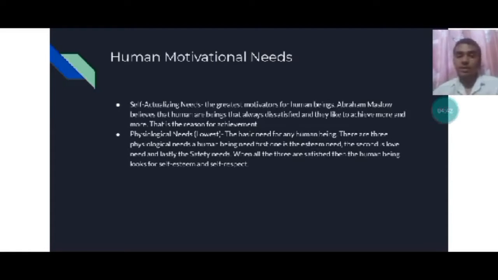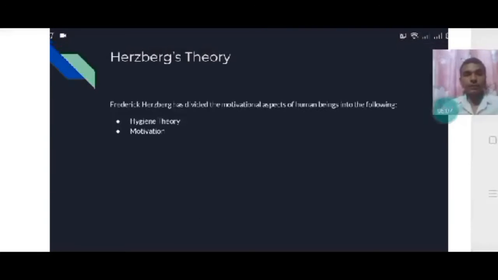Sociological needs, the lowest, are the basic need for any human being. There are three needs a human being needs: one is the esteem need, the second is the love need, and lastly, the safety need. When all three are satisfied, then the human being looks for self-esteem and self-respect.